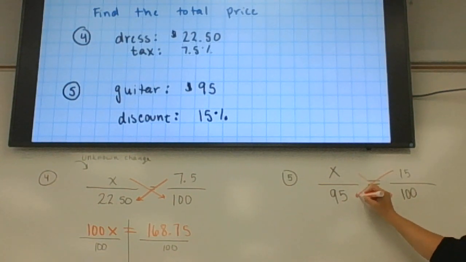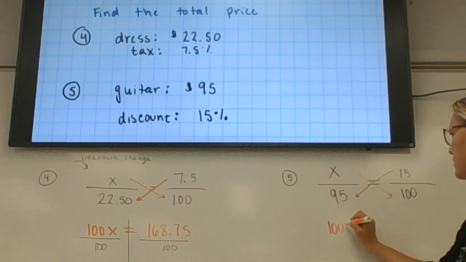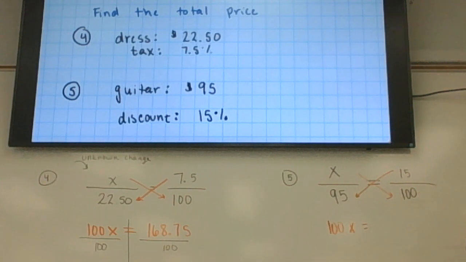Well, I want to hear more confidence. Tony, what's 95 times 15? That is 14.25. 14.25. See, be confident.